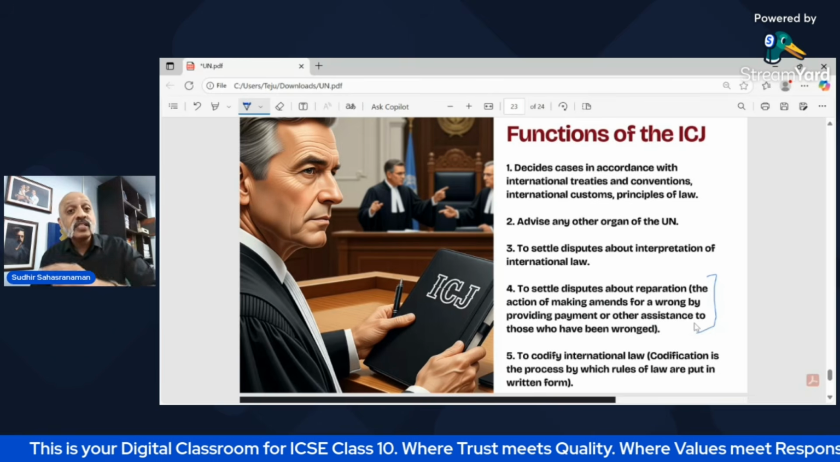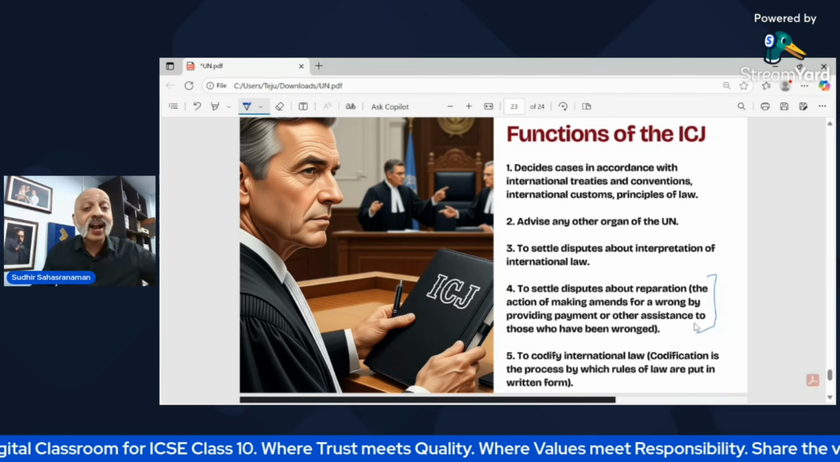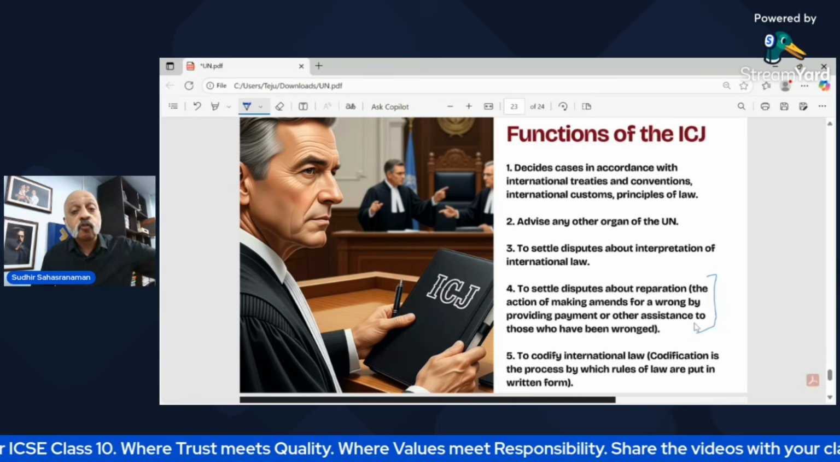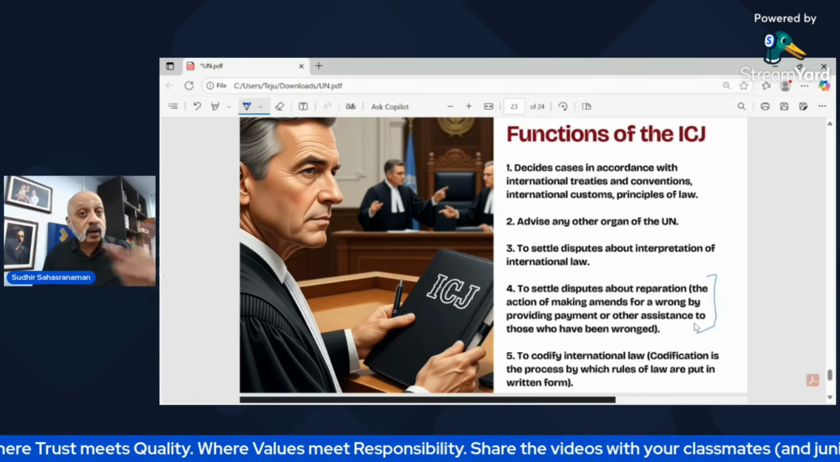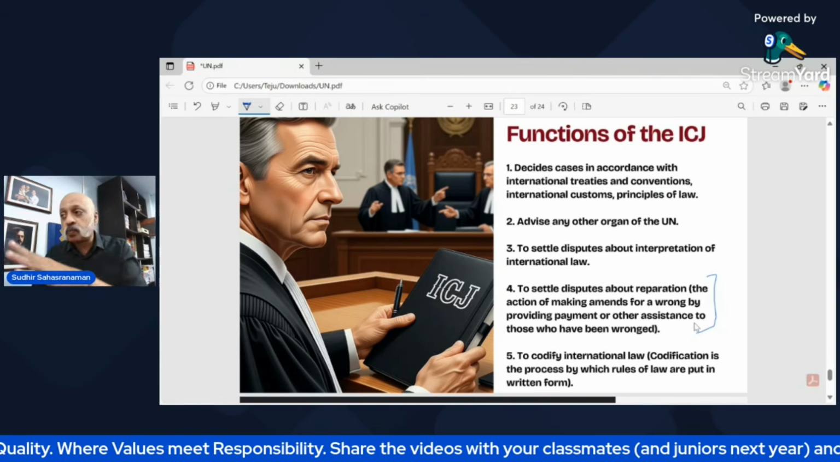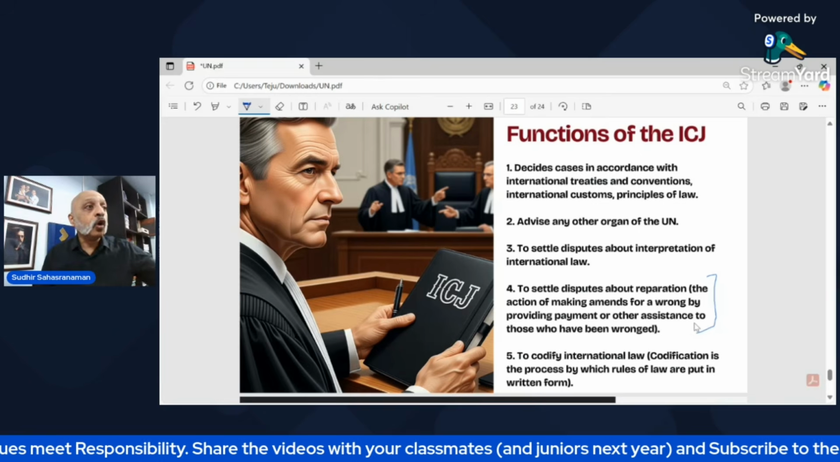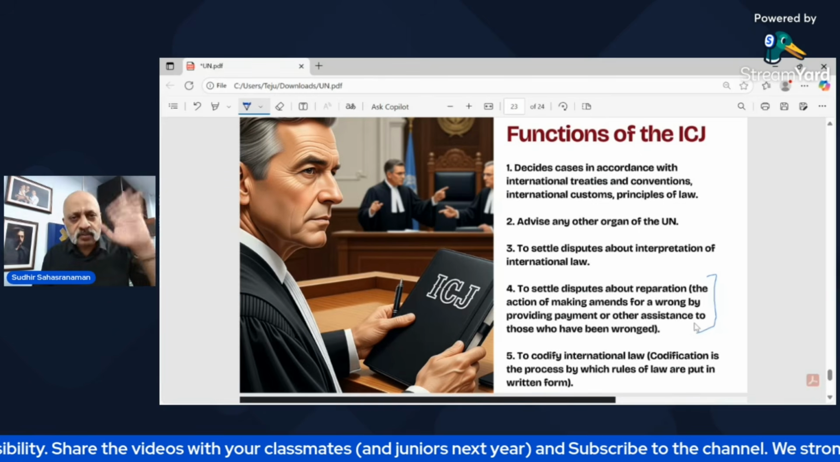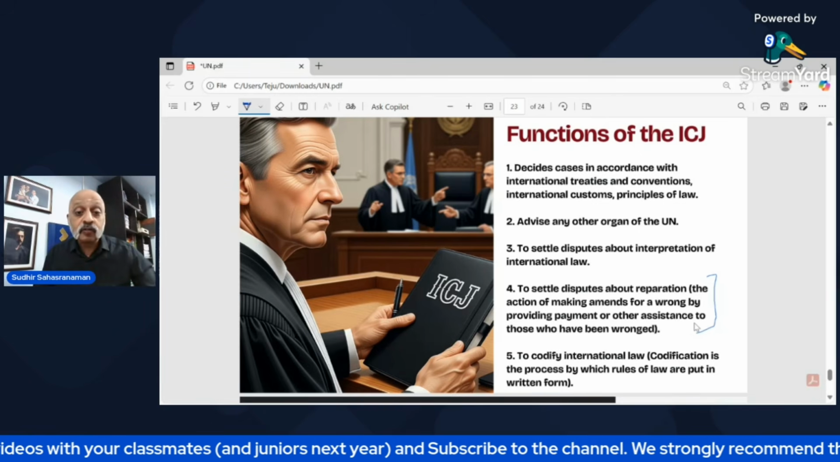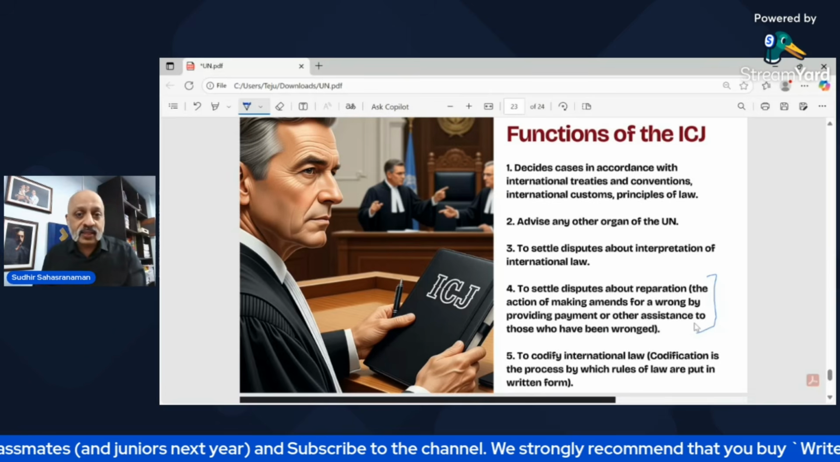So it will go to the ICJ, and the ICJ will say that, okay, this kind of amount is good enough for this kind of damage which has been done by this country. So this country has to pay, let's say, $200 million to this country. I'm just giving a very general figure, right? So that kind of a thing. So that is also decided by the ICJ.